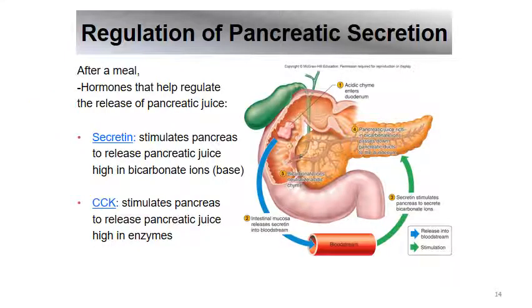After we eat, hormones get released to break down the food. Secretin, we already saw in the last slide in the picture. This one stimulates the pancreas to release bicarbonate ions, so the base. And then there's also CCK. This one is released by the small intestine, and it stimulates the pancreas to release pancreatic juices.